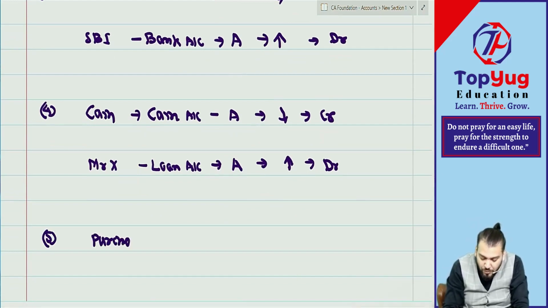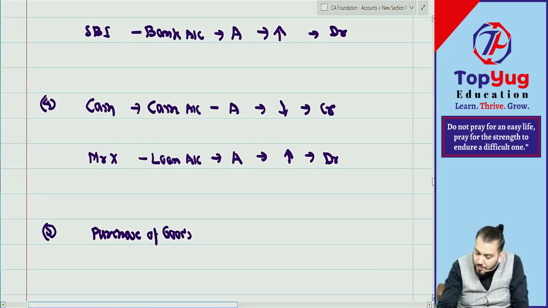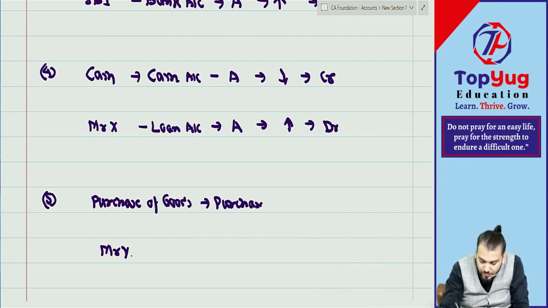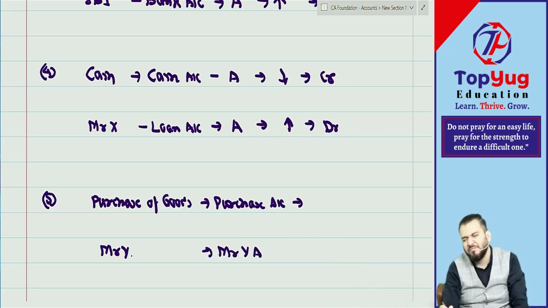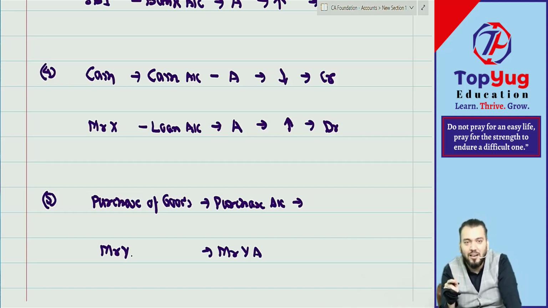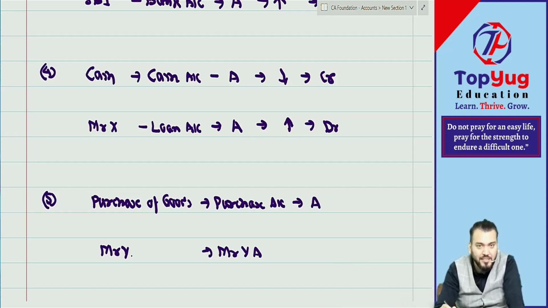The purchase of goods from Mr. Y. Once again, think and say. So for this, we'll open a purchase account and Mr. Y account. Purchase account is what? Your expense. Purchase account is what? It is a real account, na? So why are you saying expense? Asset. Purchase account is an asset. Asset, na? Not expense.